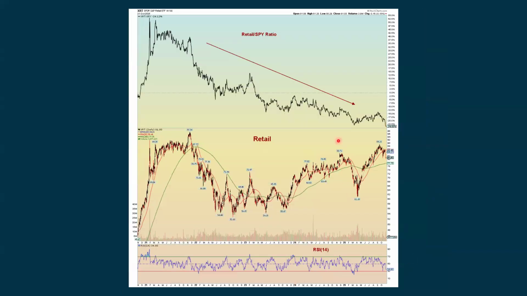And we want to keep an eye on retail since it's such a huge part of the U.S. economy. When you look at the retail, which is in the middle, that's the chart itself. It is in an uptrend, but it's falling below its 50-day moving average and seeing some weakness here.